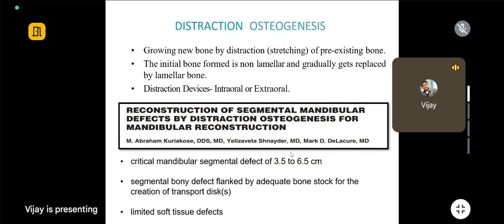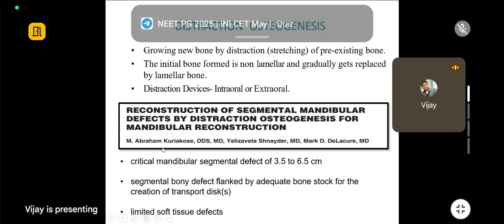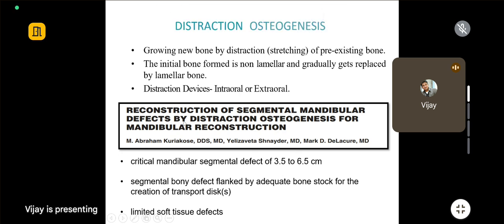Distraction osteogenesis is growing new bone by distraction, that is, stretching of pre-existing bone. The initial bone formed is non-lamellar and gradually replaced by lamellar bone. Distraction devices are intraoral and extraoral. This study by Moni Ibrahim et al., on the reconstruction of segmental mandibular defects by distraction osteogenesis, was done on only 4 patients.